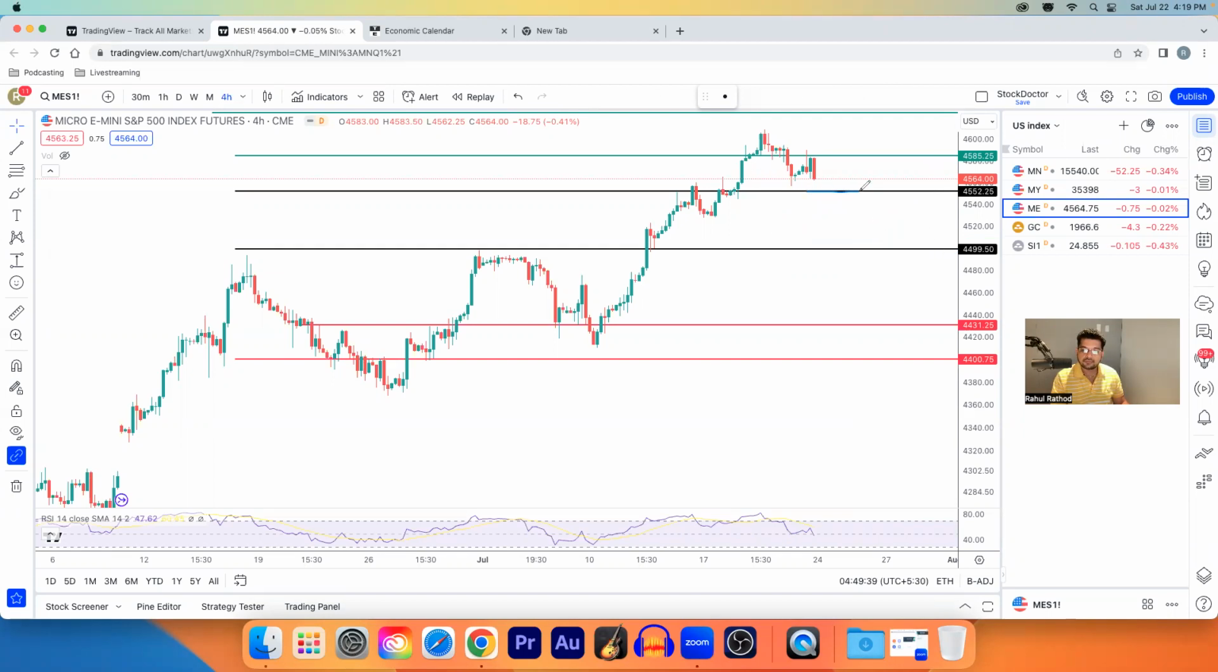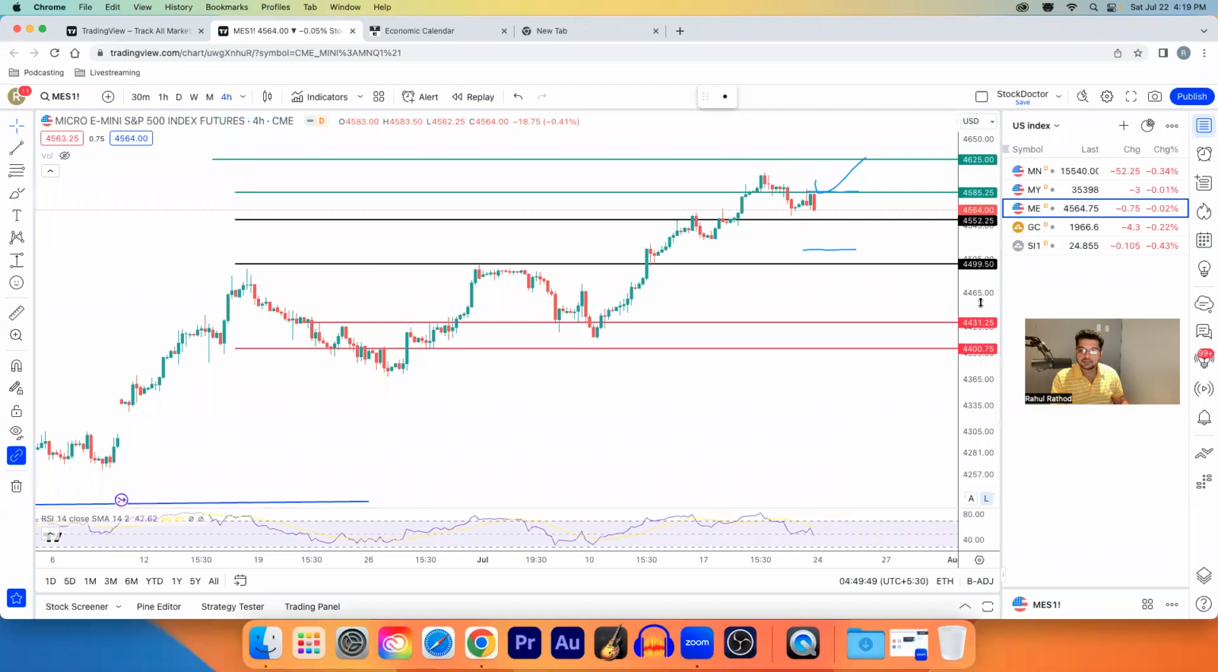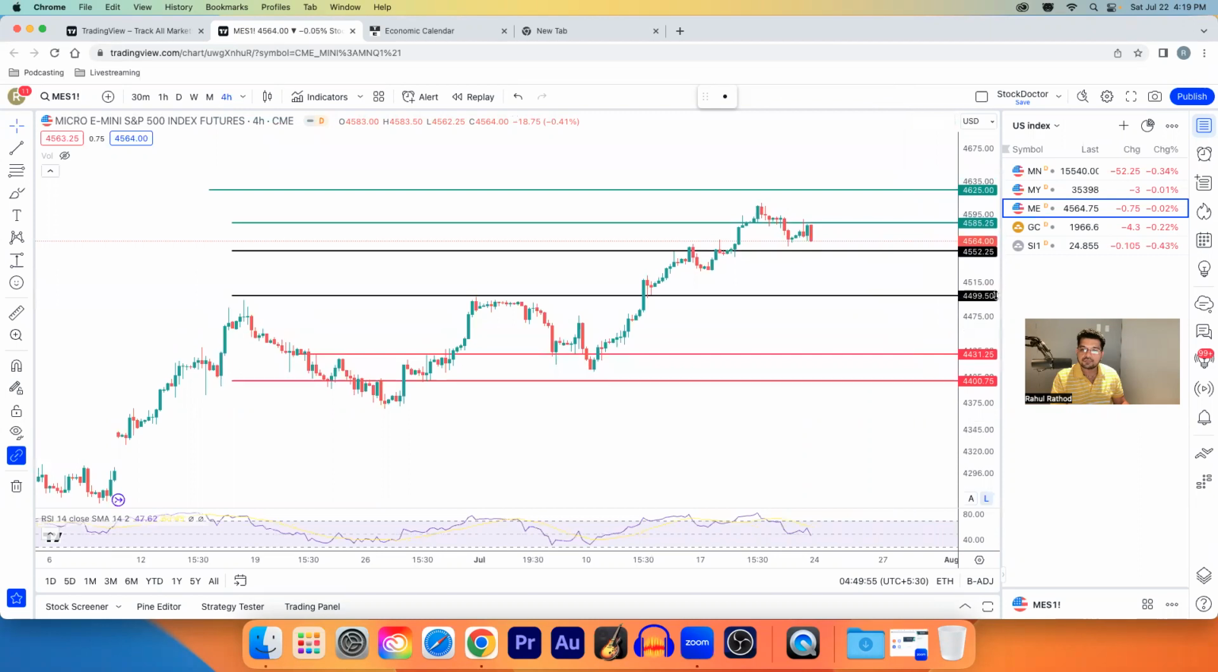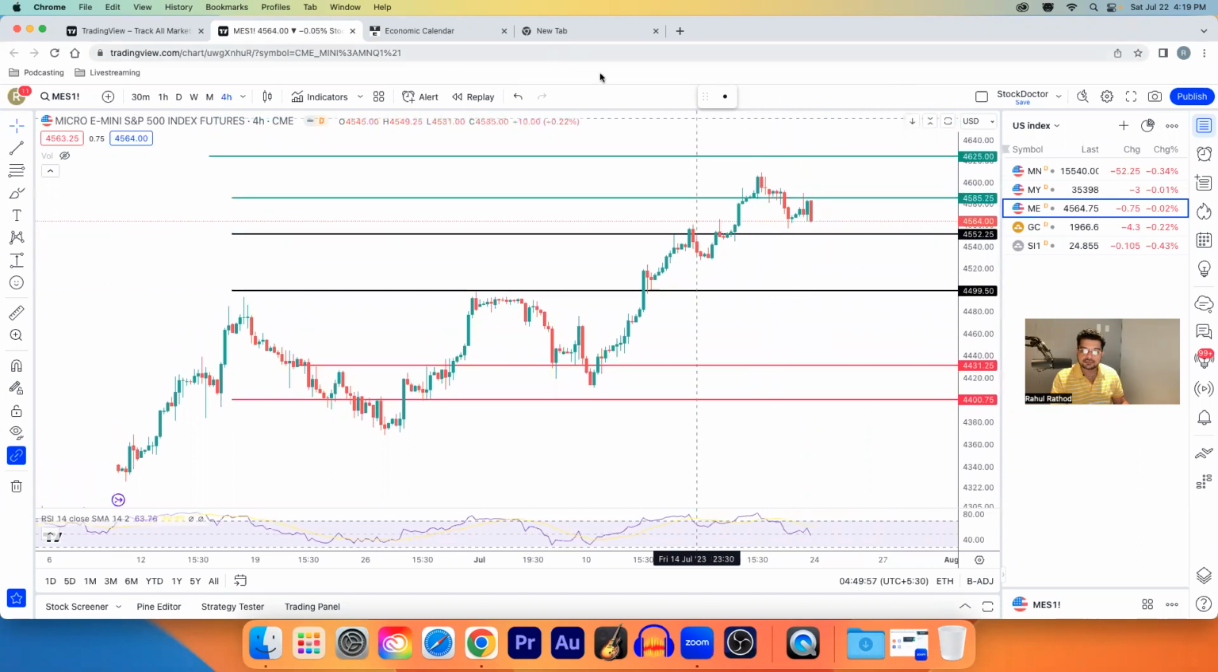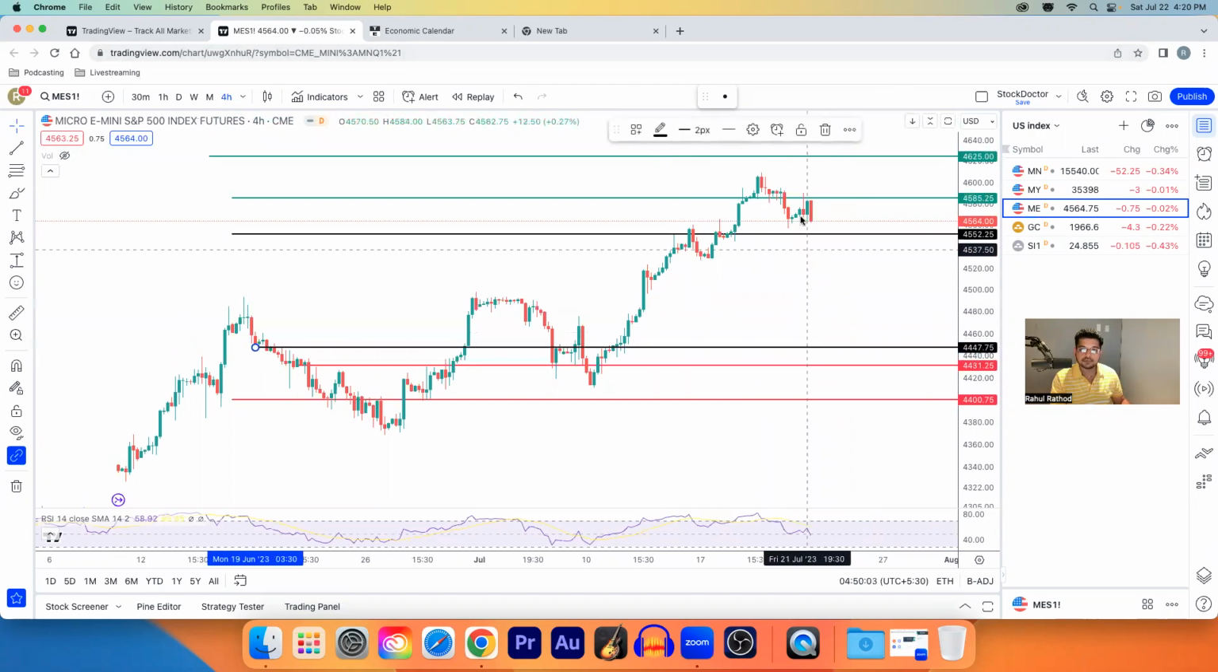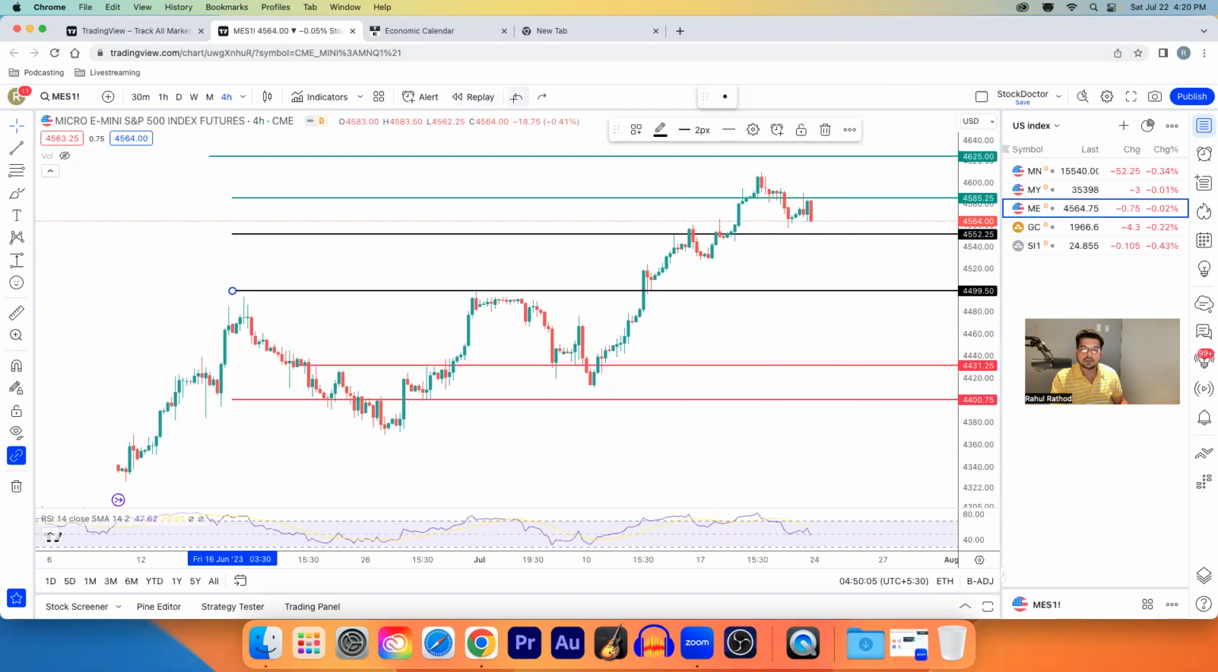There is no trade between 4550 and 4500. If it takes support here and comes up, then you will have upside targets of let's say 4585 and 4625. If it starts breaking below 4500, then 4430 and 4400 are the two targets for the downside.